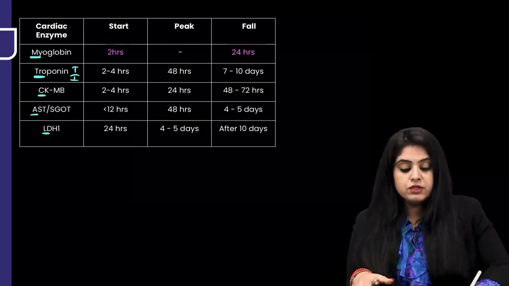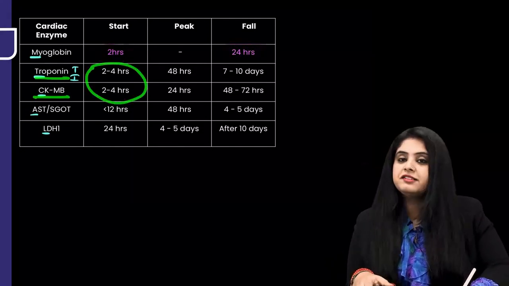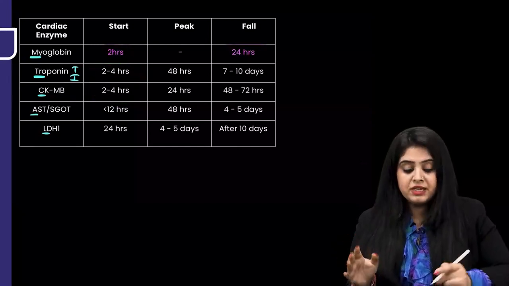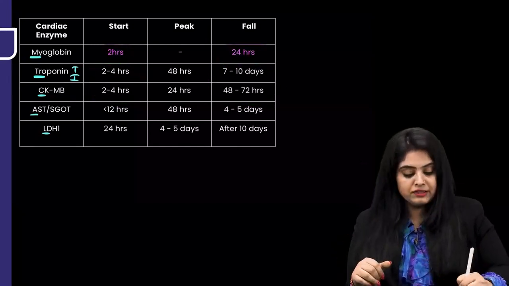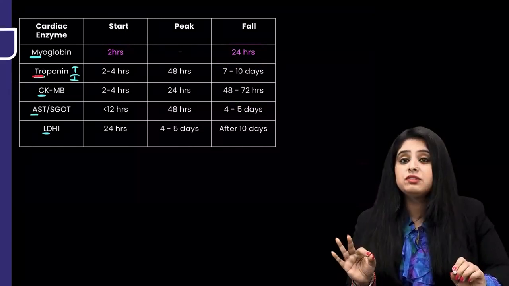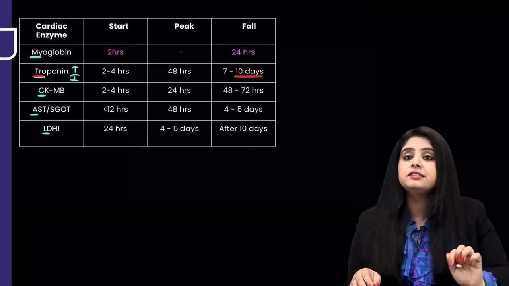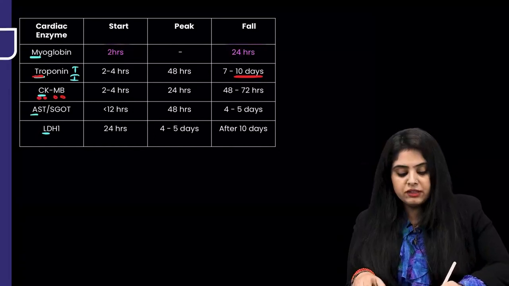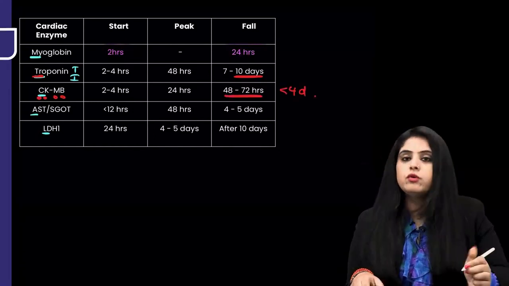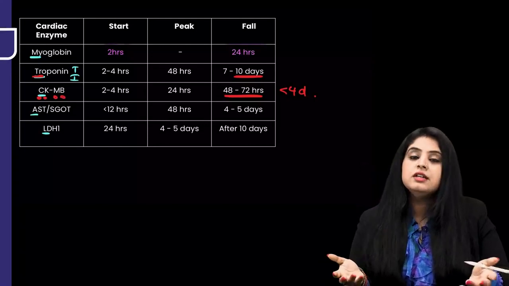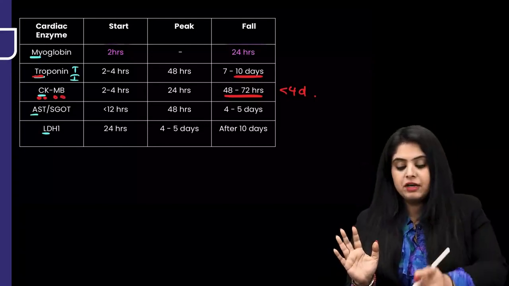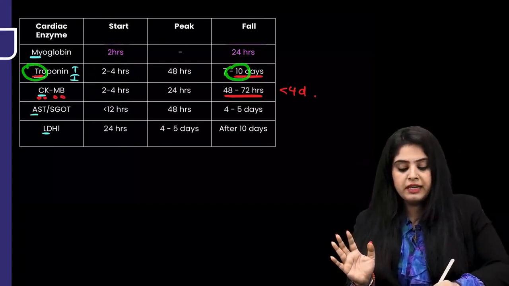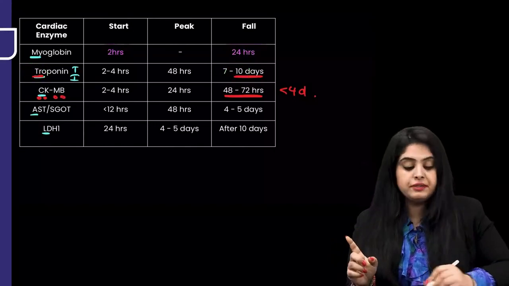Not at all useful. Troponin and CKMB, as I see, start rising almost within the same 2 to 4 hours. But when they fall is very different. When I say troponin, troponin sounds like 10, so troponin falls by the 10th day. Whereas CKMB has 4 alphabets, so anytime before 4 days. What is before 4 days? 48 to 72 hours is 2 to 3 days, so anytime before 4 days it's going to fall off. That is how I learned it: both of them start rising at almost 2 to 4 hours, but troponin falls by the 10th day, T10, troponin 10.